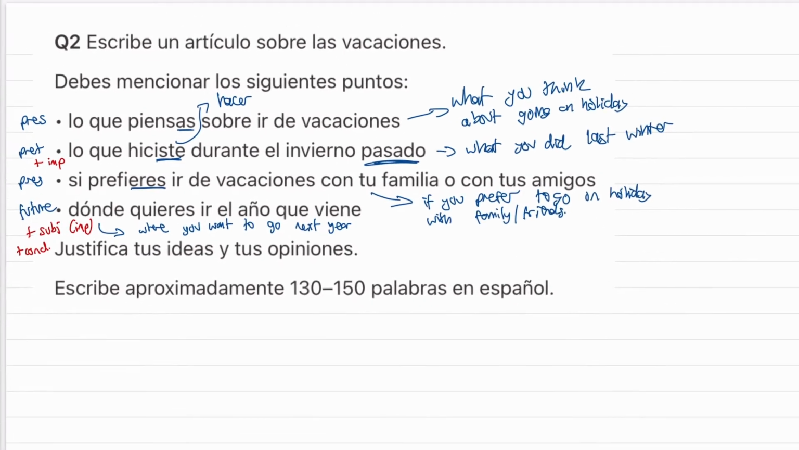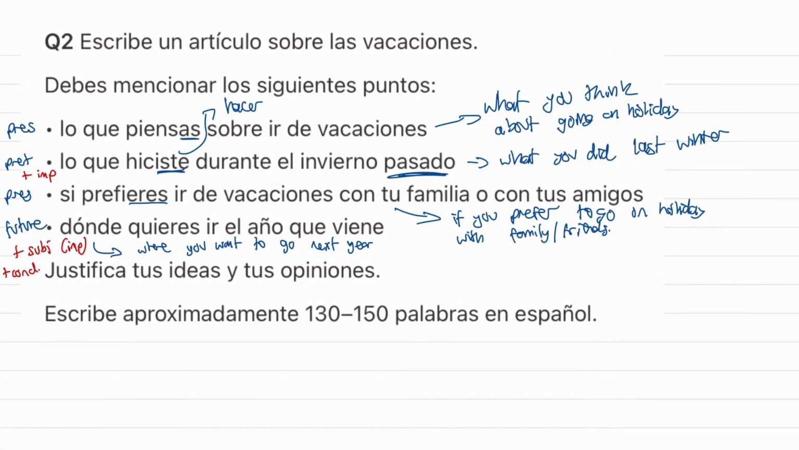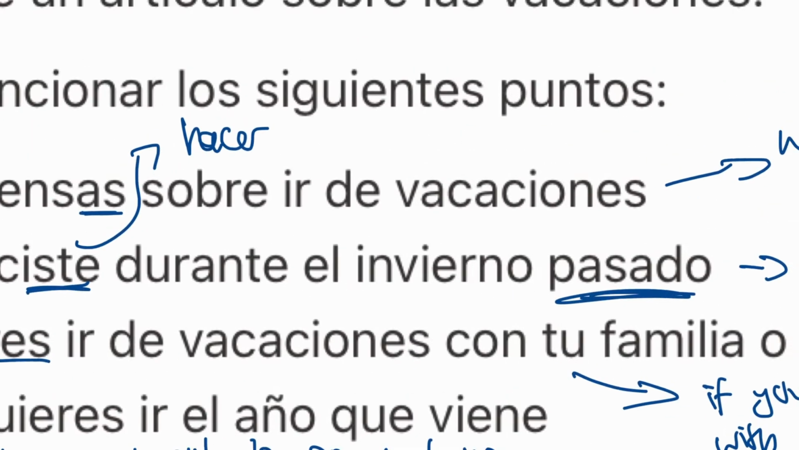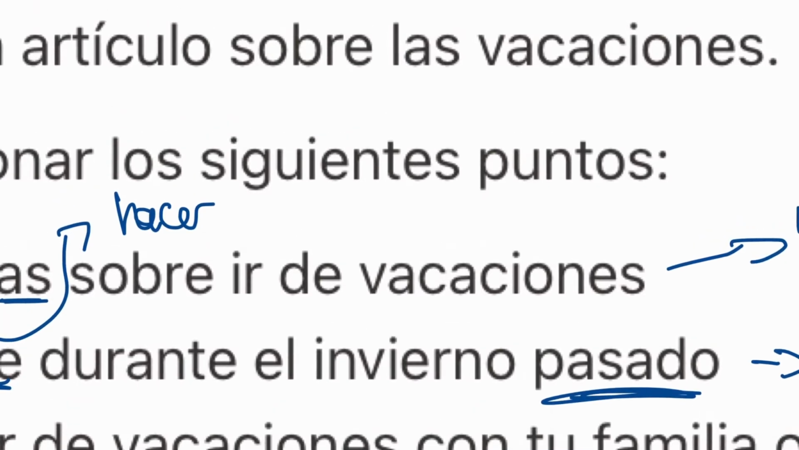Lastly, in terms of planning, I'm going to think about how I can answer each question, just roughly whether in English or Spanish, what am I going to say to answer each question. So with the first one, what I think about going on holiday, I'm going to say it's important, importante.